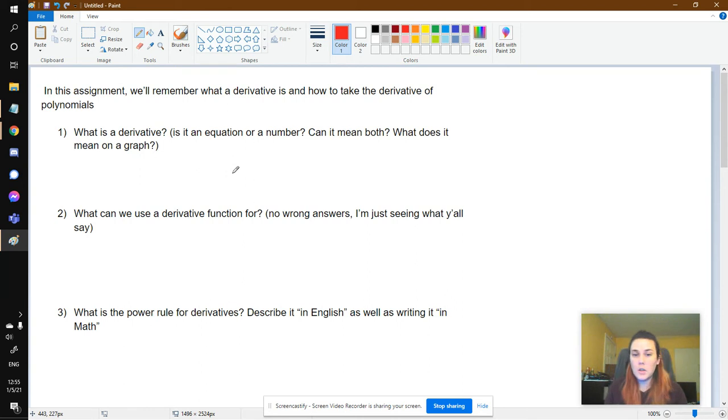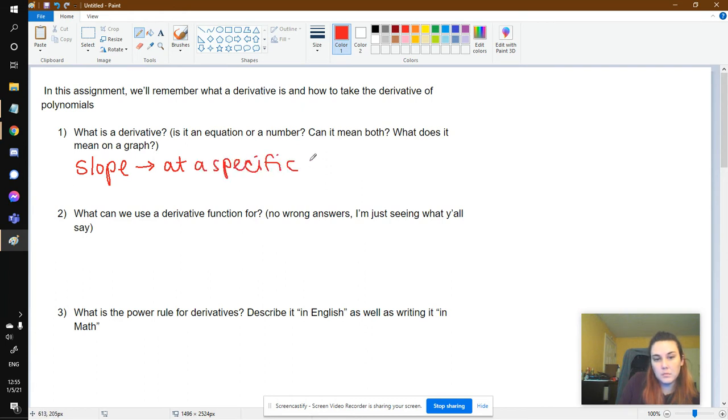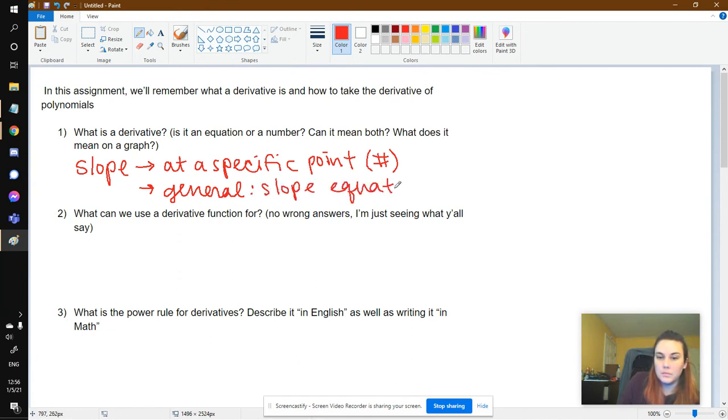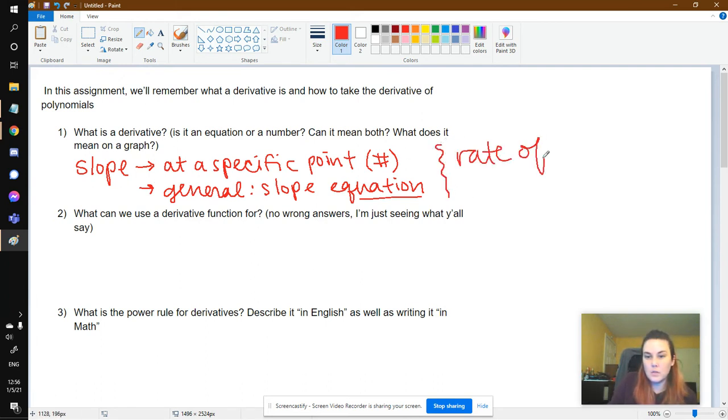So what is a derivative? Is it a number? Is it an equation? Can it be both? What does it mean on a graph? A derivative is a way to represent the slope. And this can either be at a specific point, so that would be just a number, right? Or it can be in general, which is a slope equation that describes how the slopes of an equation act, right? So this would be an equation. It means on a graph, it's the slope, it's the rate of change.